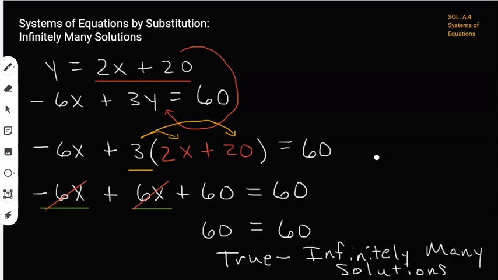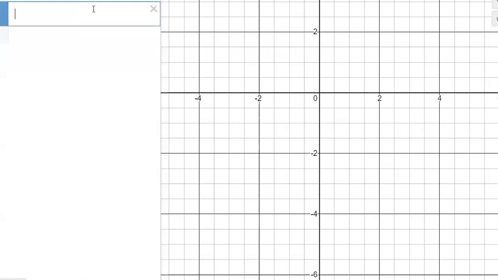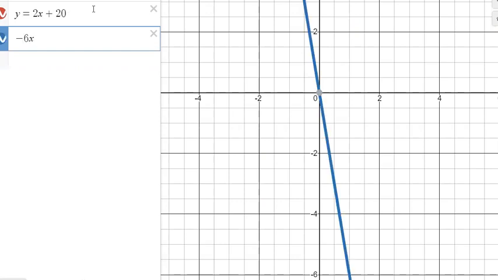Now, since it's infinitely many solutions, that means that any point on this line, y equals 2x plus 20, will solve the system of equations. And we're going to graph these two equations to check our answer. So I'm going to take the top equation and the bottom equation and plug them into Desmos. Let's see what we get. I'm going to type in the top equation, y equals 2x plus 20. And I'm going to type in the bottom equation, which is negative 6x plus 3y is equal to 60.